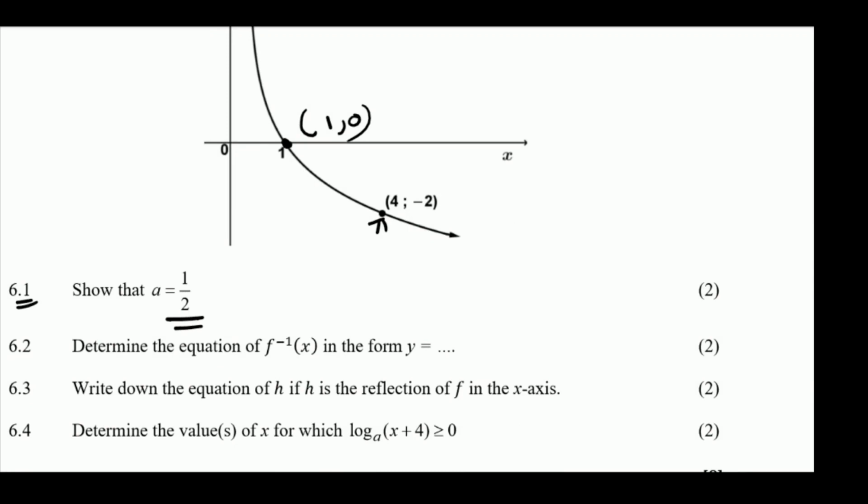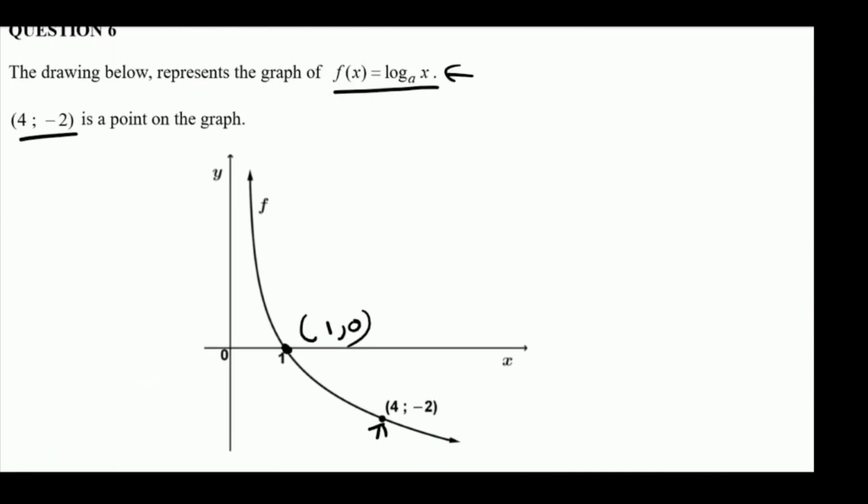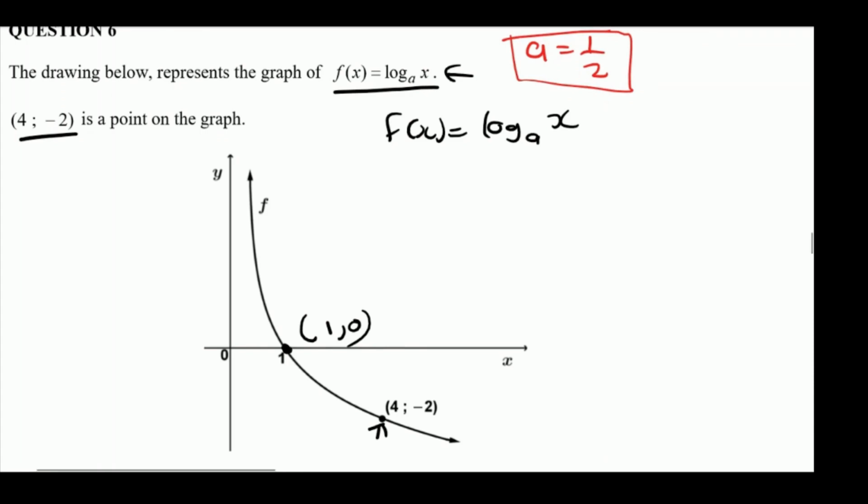So remember that we have our f(x) there, our f(x) being equal to log base a of x, and we're asked to prove that a = 1/2, right? So this is the requirement to show that. So how do we show that? We're going to use this point here, right? The point (4, -2), right? So you can substitute it in this equation here.